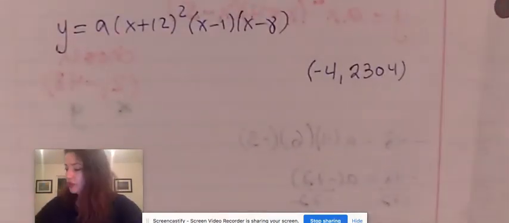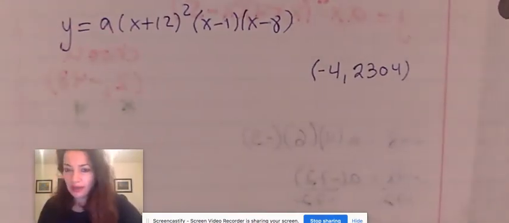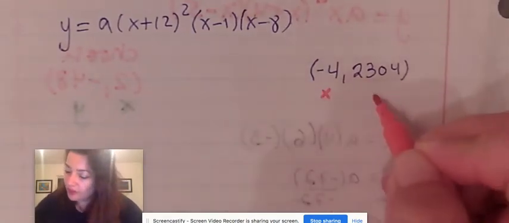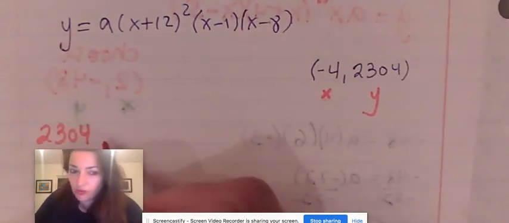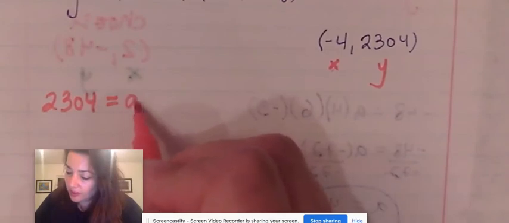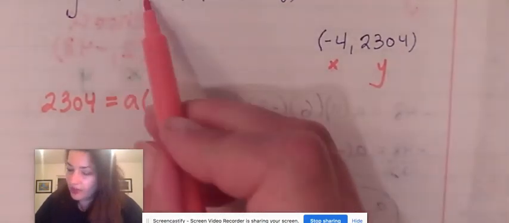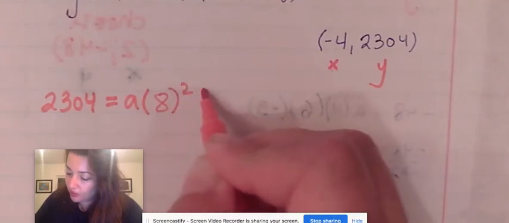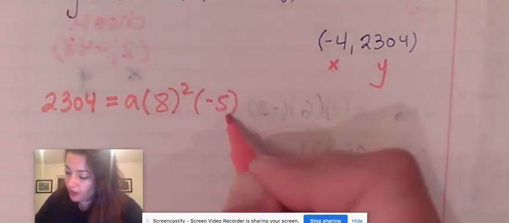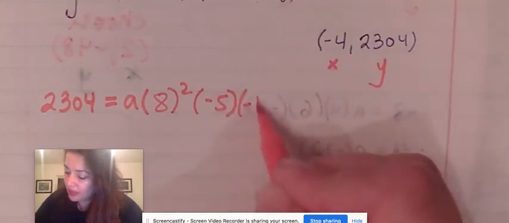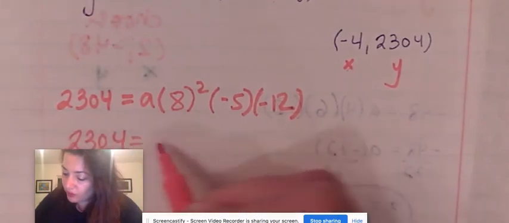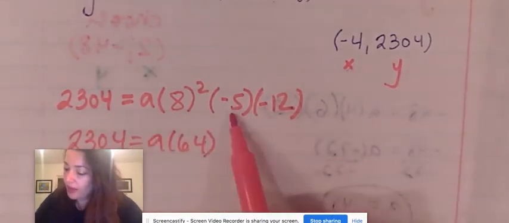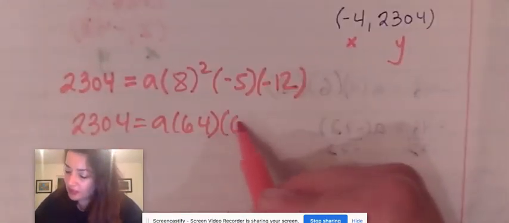So we're going to do the same thing. Maybe you want to pause the video here and try it yourself and see if you get the same answer as I do. This here's my x value. This is my y. I'm going to enter the values. So y is equal to some a. X is -4, so -4 plus 12 is 8 squared. -4 minus 1 is -5. -4 minus 8 is -12. All right, so we have 2,304 is equal to 8 times 64, and -5 times -12 is 60.